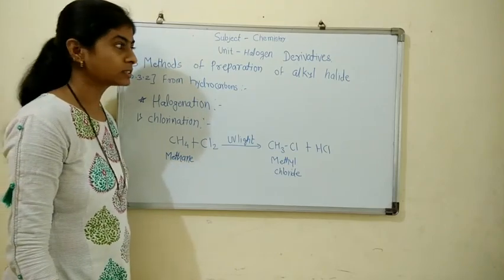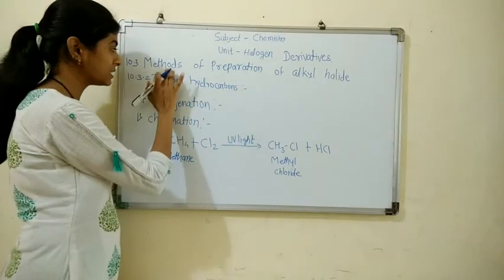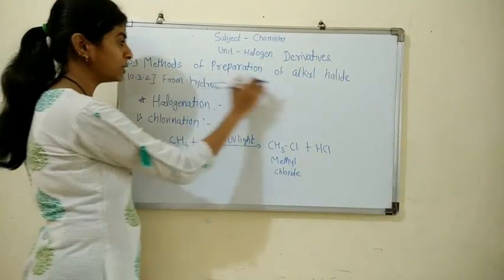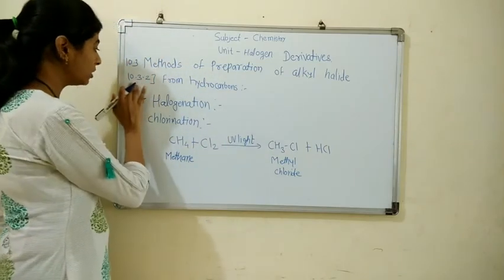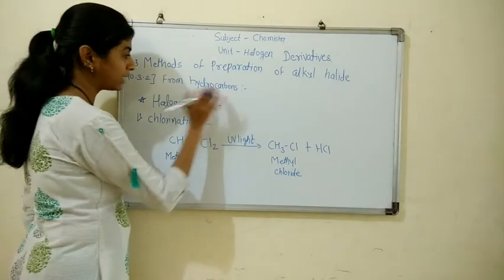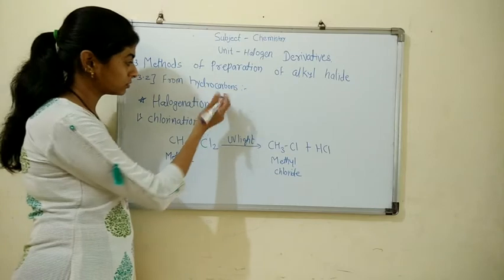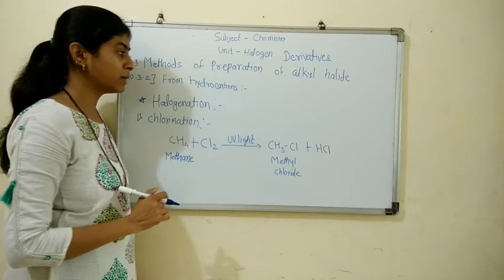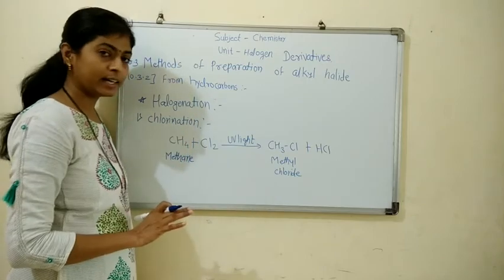Hello students, as we are studying our unit on halogen derivatives, in our last lecture we studied the method of preparation of alkyl halide from alcohol. Now the next point is the method of preparation of alkyl halide from hydrocarbons. Hydrocarbons are treated with a suitable reagent in suitable conditions to form an alkyl halide.